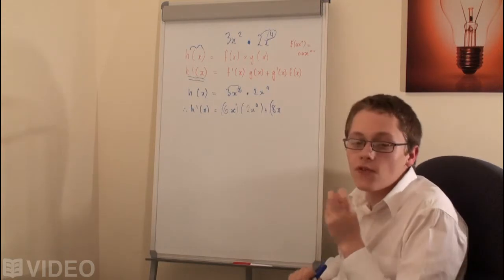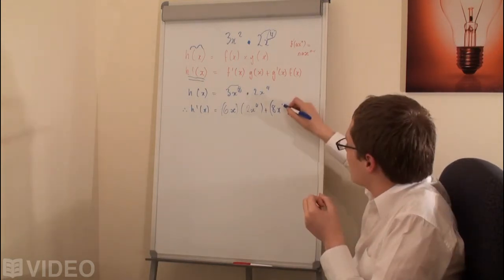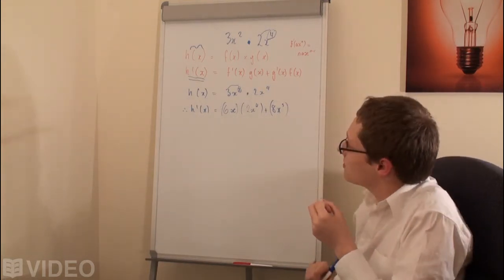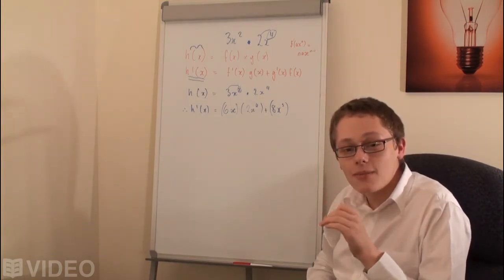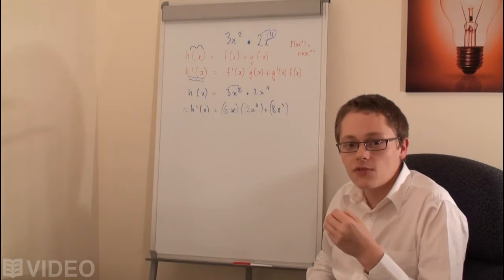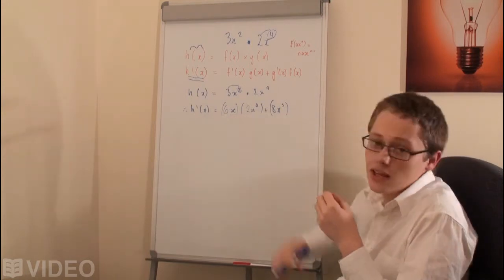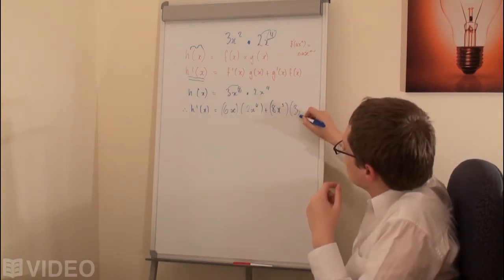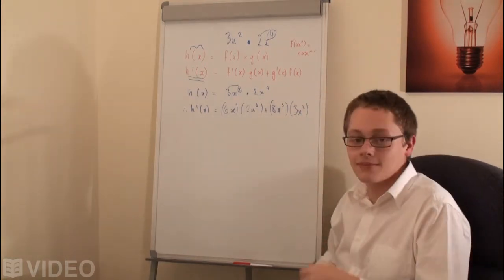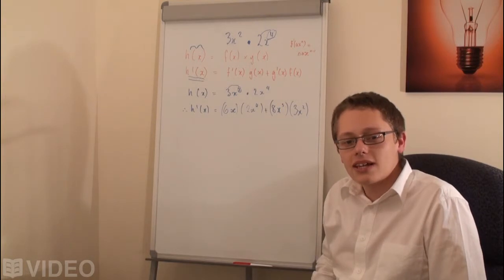8x to the 3 because we subtract 1 from the exponent. And now the f of x remains the same because it was able to be differentiated the first time round, at the very beginning of this function. So it remains 3x squared.